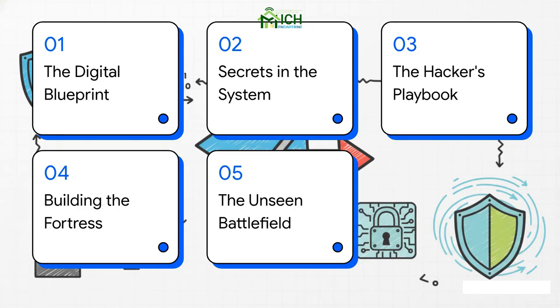Okay, so here's our game plan for cracking this whole thing wide open. First up, we'll map out the digital blueprint of the target. Then, we're going to uncover the secrets that are locked away deep inside the system. After that, we'll open up the hacker's playbook to really get inside their heads. Then we'll pivot and look at it from the other side. How do you build a digital fortress? And finally, we'll take a peek into the future at the unseen battlefield that's emerging right now.